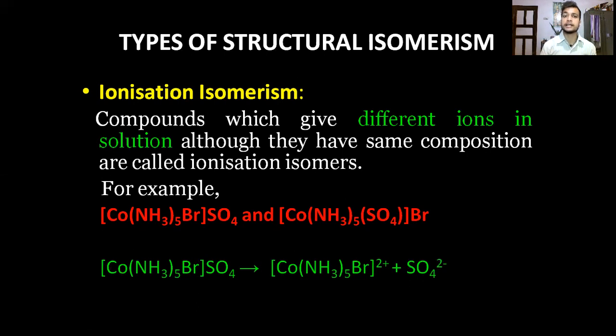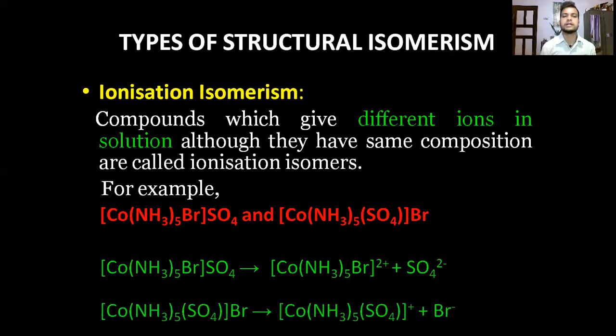If I dissociate it into cation and anion in solution, what will I get? [Co(NH3)5Br]2+. Why 2+? Obviously, the counter ion has a valency of 2 minus, sulfate, SO4 2-. Same thing, if I dissociate the second one, [Co(NH3)5SO4], that is the complex ion now, and plus, because the counter ion Br is Br minus.